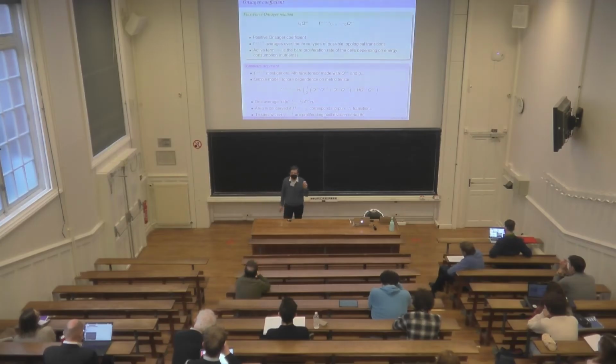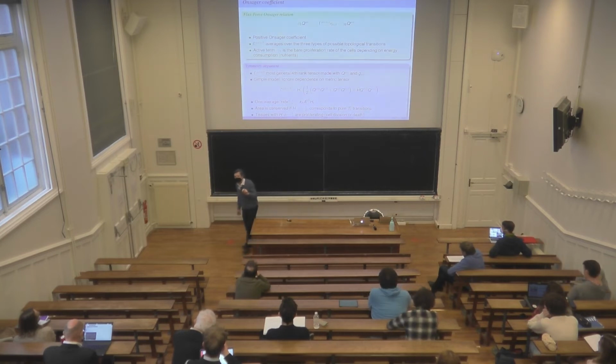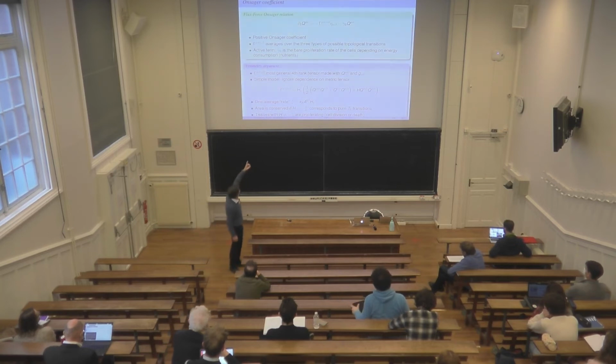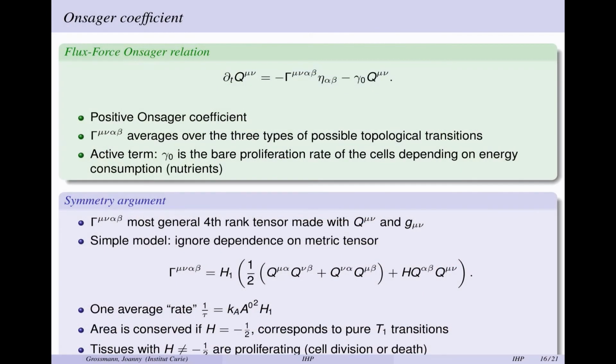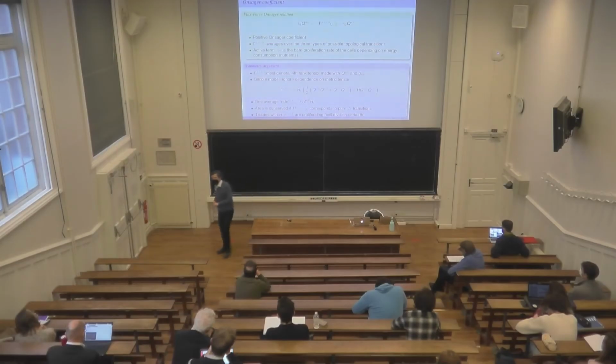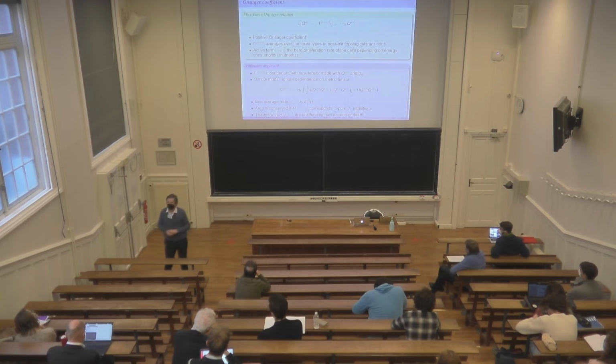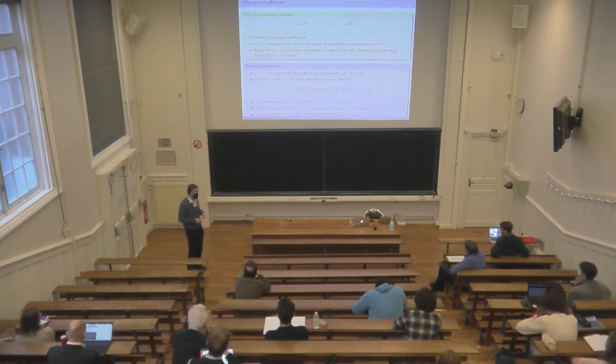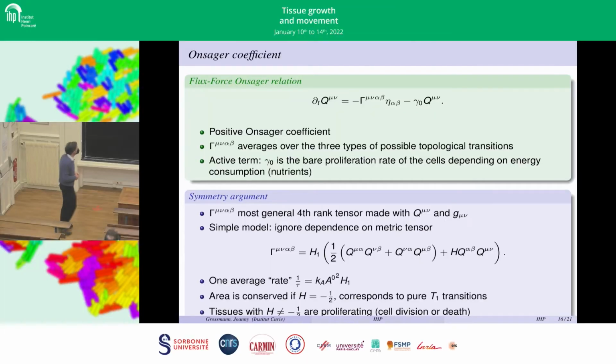H depends on the topological processes that occur. There's one value which is special. If you take H equals -1/2, you have to check it from the equation above, the area doesn't change. Now, of the 3 processes that I showed you, only T1 transitions don't change the area. Division reduces it, and death increases it. So if I take H equals -1/2, it means I only have T1 transitions. Any value of H which is larger than -1/2 means that there is a certain amount of cell division and a certain amount of cell death.